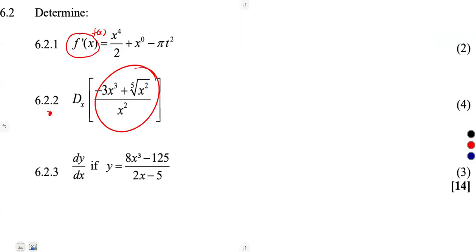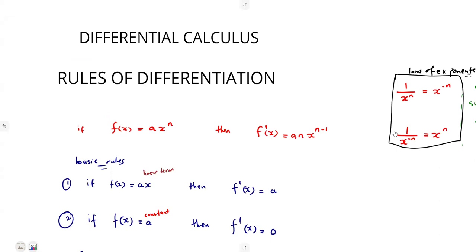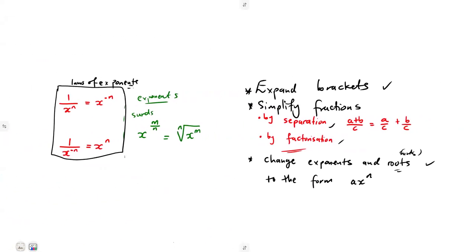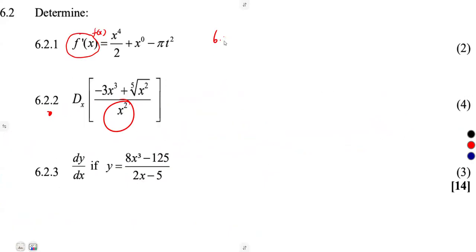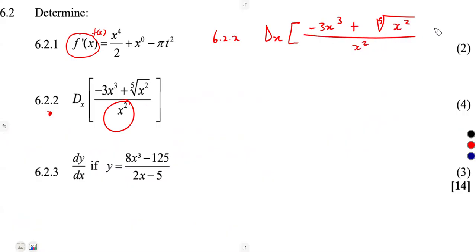All right, that's a fraction with a single term in the denominator. So thus we are going to apply what? Separation. Remember, a plus b over c. By separation, we can separate those terms. So on 6.2.2, our d/dx of x squared minus 3x cubed plus the fifth root of x squared, all over x squared, like this.